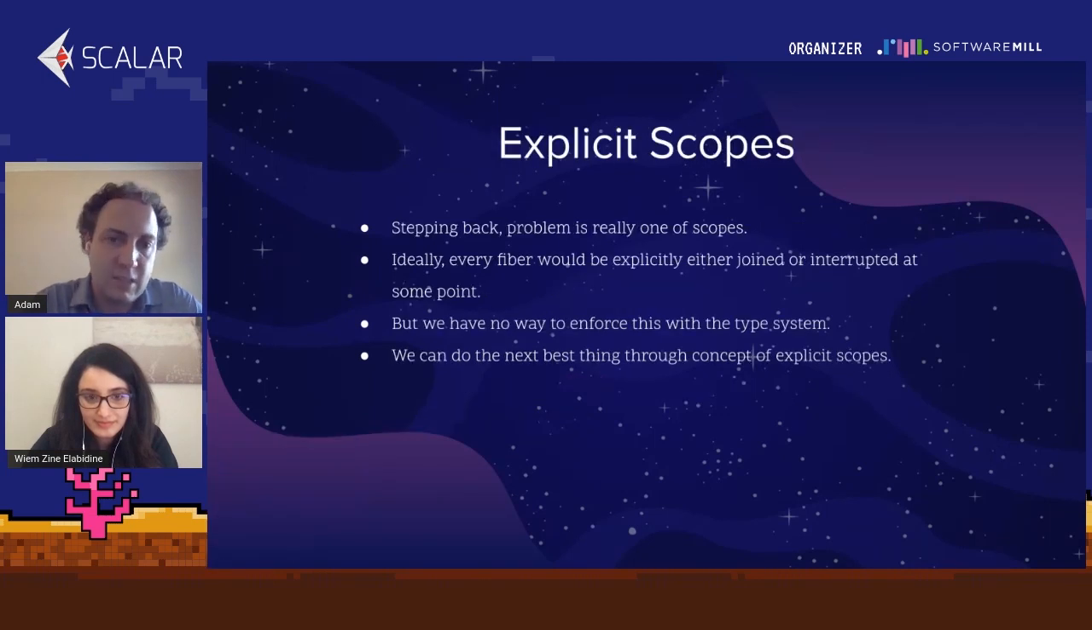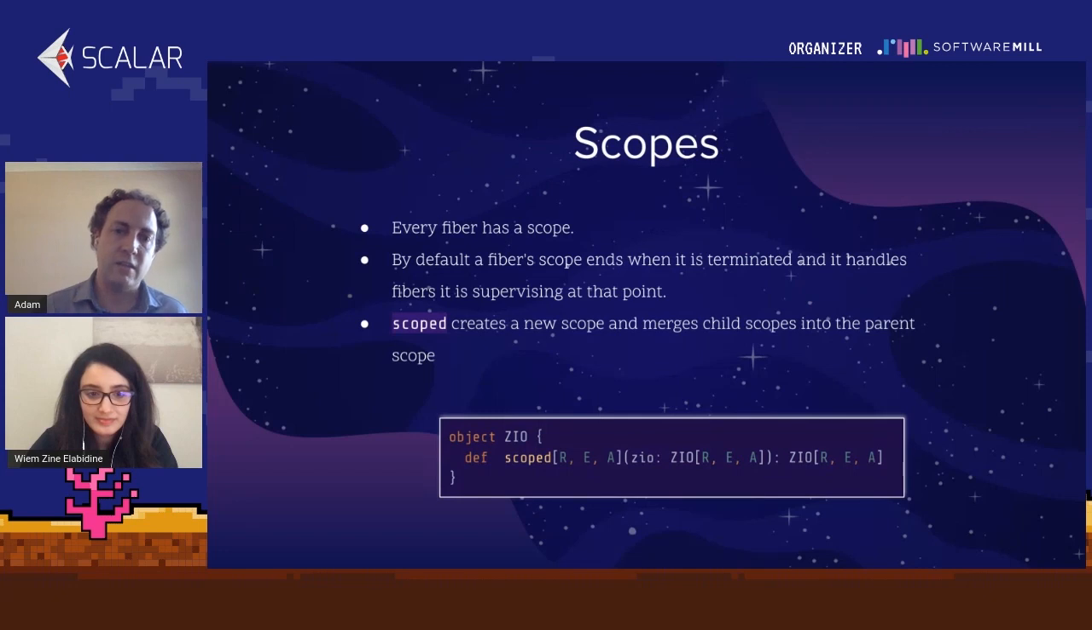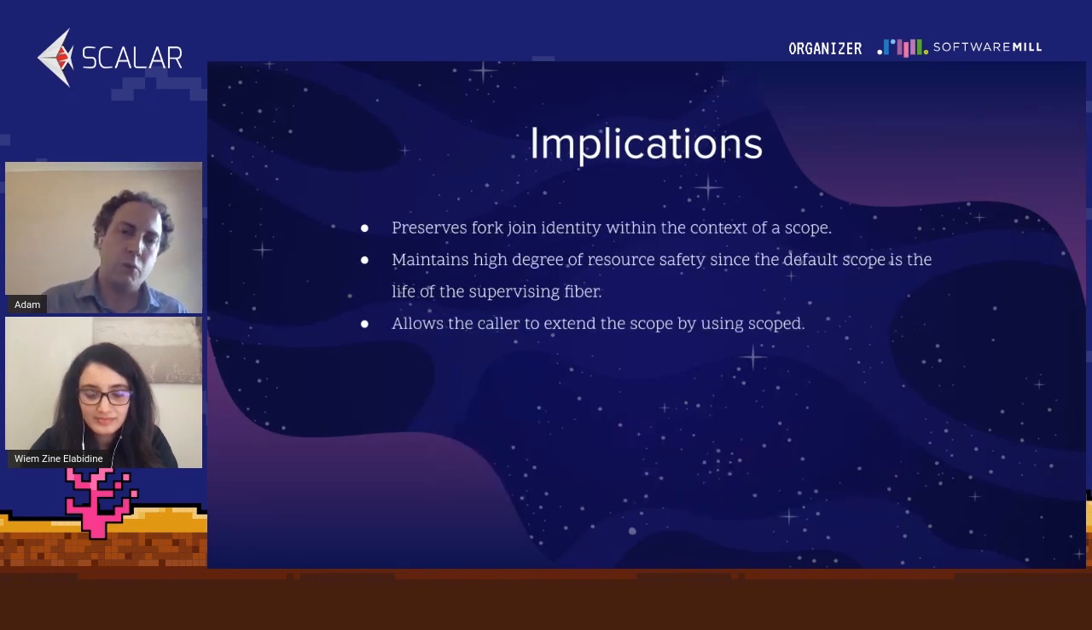That brings us forward to where we are today, where we're in the process of working on a concept of more explicit scopes. The idea is that each fiber would have a scope associated with it. By default, when that fiber ended, its scope would end and it would execute any finalizers it had, typically interrupting its children. But we would have an operator, let's call it ZIO.scoped, that would let us extend a scope to widen that out, to keep fibers alive for longer. This lets us, we think, achieve a little bit of the best of both worlds, where when you use scoped, you're saying, I want a fiber to continue beyond the life of its parent, but here's the scope that it makes sense for it to operate in.